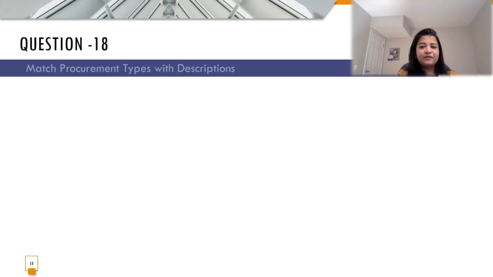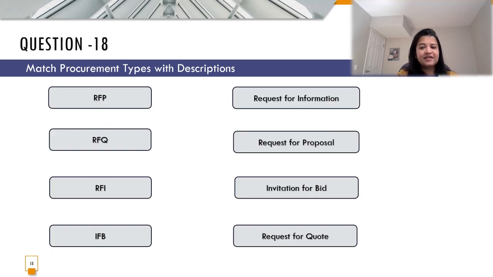In question number 18, we are supposed to match procurement types with their descriptions. So we have different types of procurements like RFP, RFQ, RFI, and IFB. So first, RFP stands for request for proposal. RFQ stands for request for quote. RFI stands for request for information. And then IFB stands for invitation for bid.